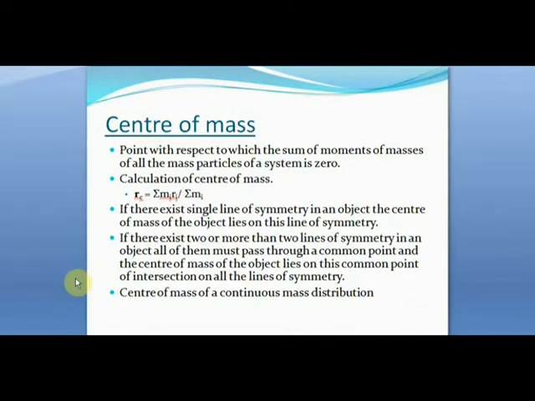Now if there is a single line of symmetry in an object, the center of mass of the object will lie on this line of symmetry. And if there exist two or more lines of symmetry in an object, then all these lines of symmetry will pass through a common point, and the center of mass of the object will lie on this common point. Now let's see what is the center of mass of a continuous mass distribution.